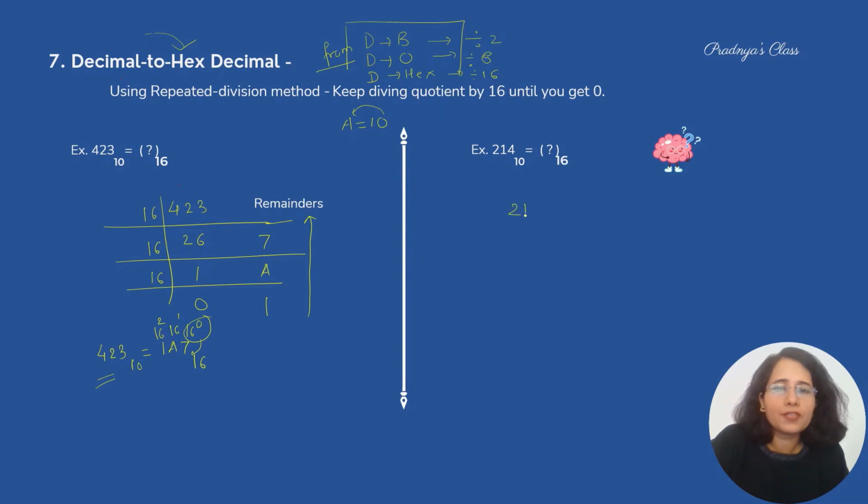So our number is 214. We have to record the remainder here, so I will write it. Divide by 16. It will go, I think, 13 times, and the remainder is 6.